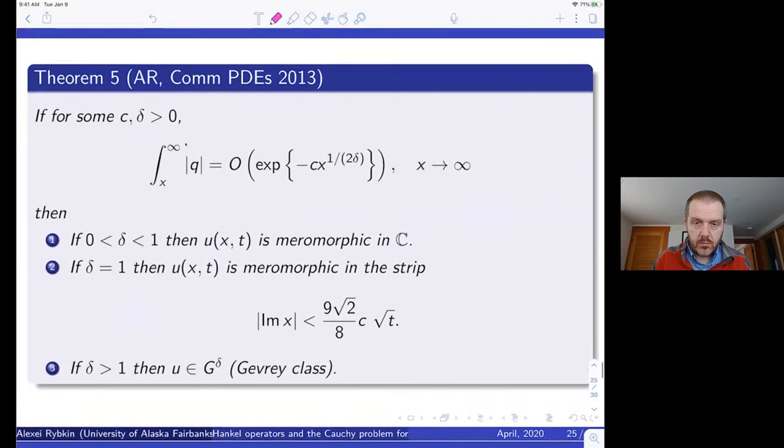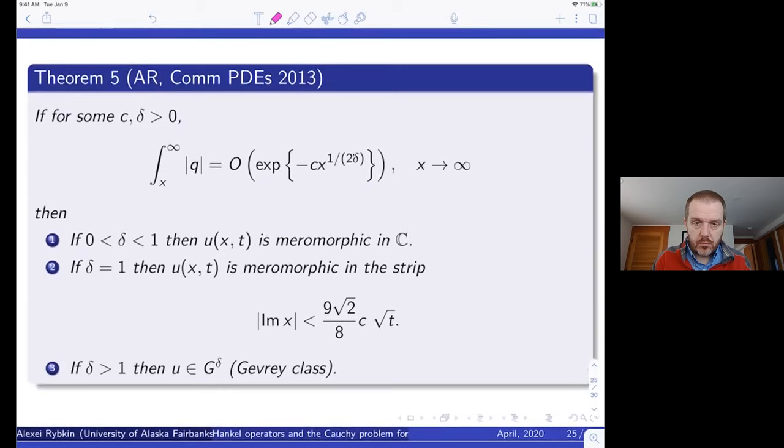The last thing, if I have time, I'm running slightly over, is a refinement which I found long ago, but I didn't know how to deal with minus infinity fully back then, though I could deal with plus infinity. If you assume super sub-exponential decay at plus infinity, and delta here is between 0 and 1, then the solution is actually meromorphic on the whole complex plane with respect to x. But it has infinitely many poles. It must have infinitely many poles.